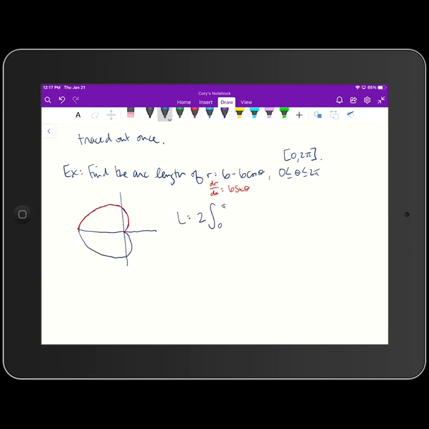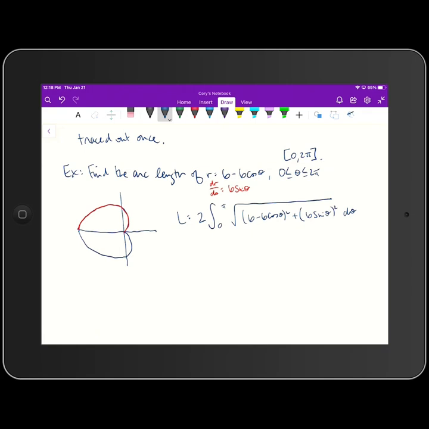Okay, so our formula here will be 2 times, and this is going to be arc length. So L is going to be 2 times the integral from 0 to pi. We're going to take the square root of r squared, which is 6 minus 6 times the cosine of theta, squared, plus dr d theta, which is 6 times the sine of theta. We're going to square that as well. And then we're going to take that integral with respect to theta.